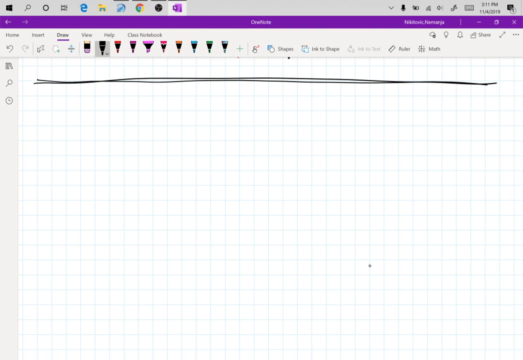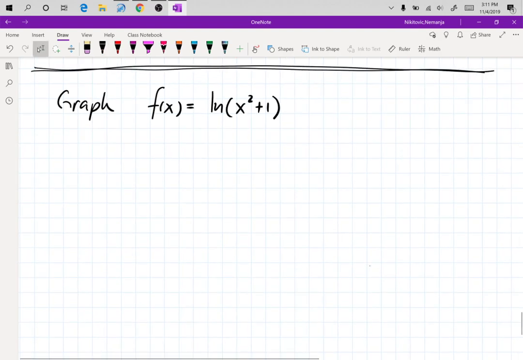So let's start with graphing f of x equals ln of x squared plus 1. Graphing this by hand, the way you do it is you run through those calculations from the list and you will get points and asymptotes and all of the things that will guide your graph. So we start with number 1, domain.